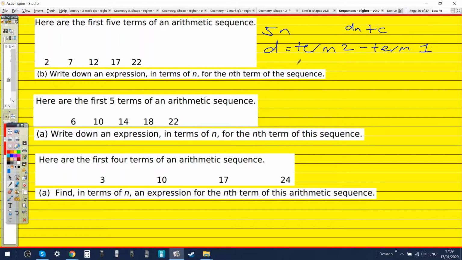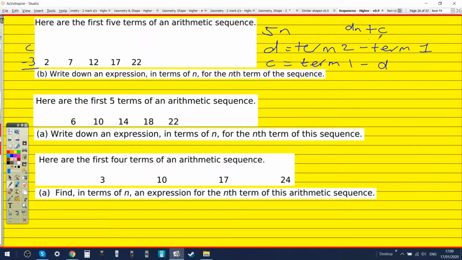Okay. So is it 5n minus 3? Yes. Term 1 take away D. So it's basically if there was a term before 2, that's the C. So it's like the y-intercept. It's a bit like that when x is 0. So it's like when n is 0. That's what it would be. Okay. But basically term 2 take away term 1 and term 1 take away D.